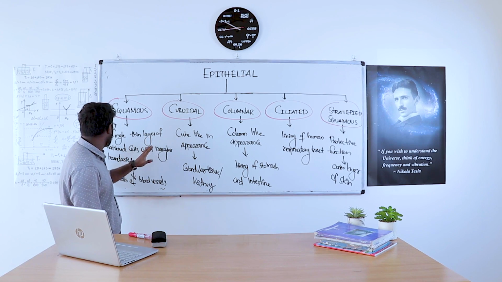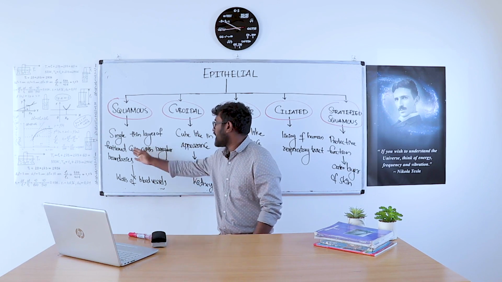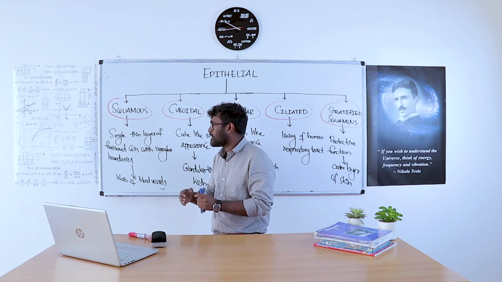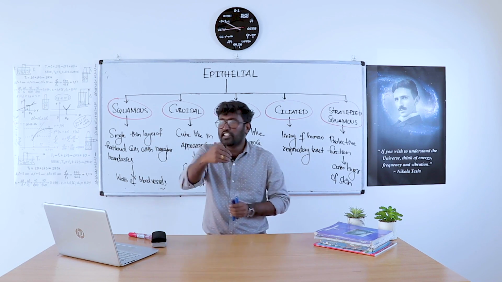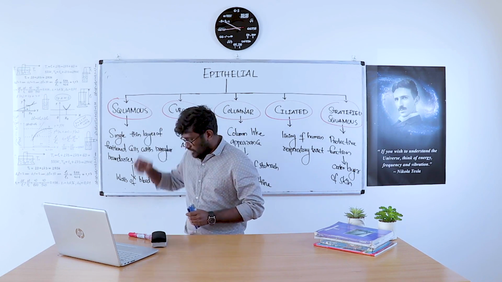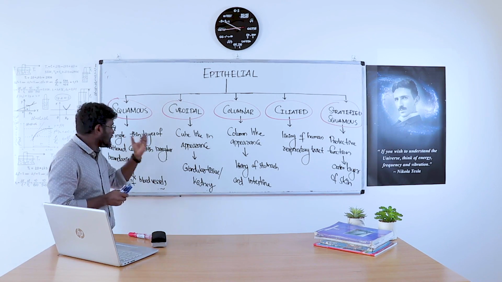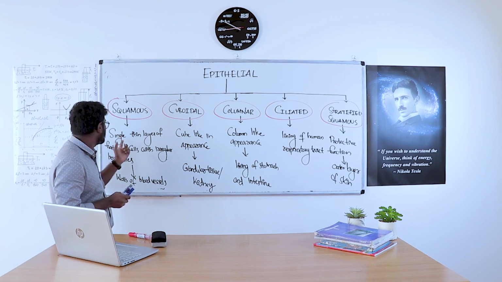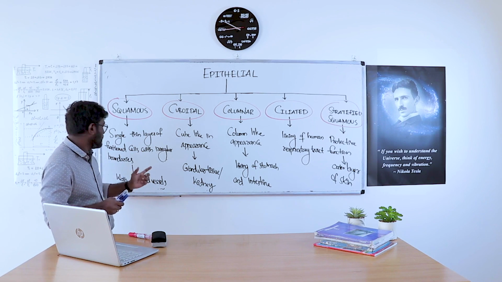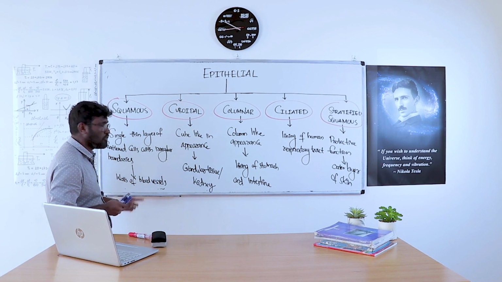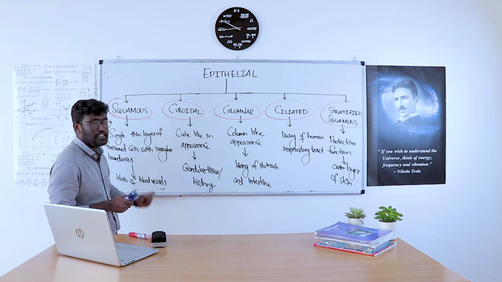It is a single thin layer of flattened cells with irregular boundaries. So, regarding squamous epithelial tissue, the major thing to keep in mind is that it is a single thin layer of flattened cells with irregular boundaries. Where can we find squamous epithelial tissue? The walls of blood vessels have squamous epithelial tissue.